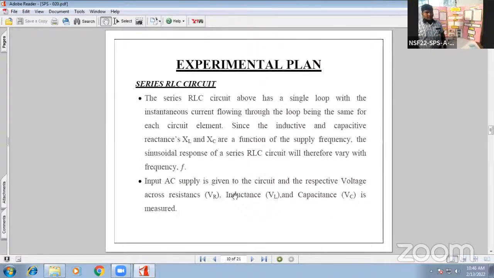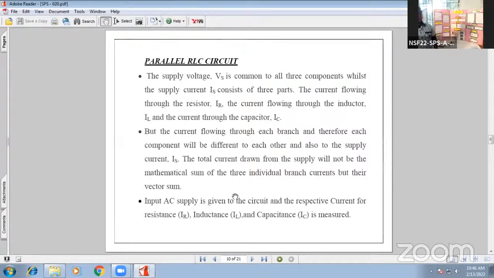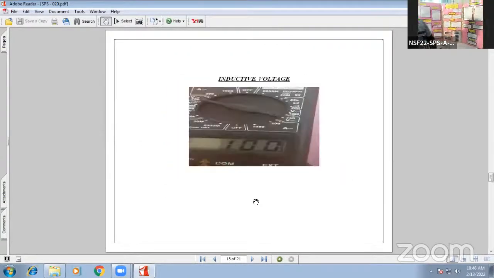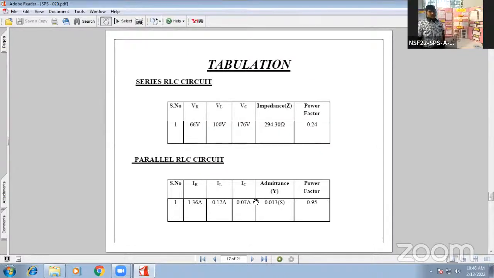The cause of lagging power factor is more increase in current, which leads to a higher electricity bill. To reduce that, we should compensate the lagging power factor. To compensate it, we have to connect a capacitor to the circuit. So the lagging power factor could be made unity. I have used two methods: the parallel RLC circuit and the series RLC circuit. In the parallel RLC circuit, I have measured the values at 0.24, and the power factor in the parallel RLC circuit is 0.95. And this method can reduce the electricity bill.